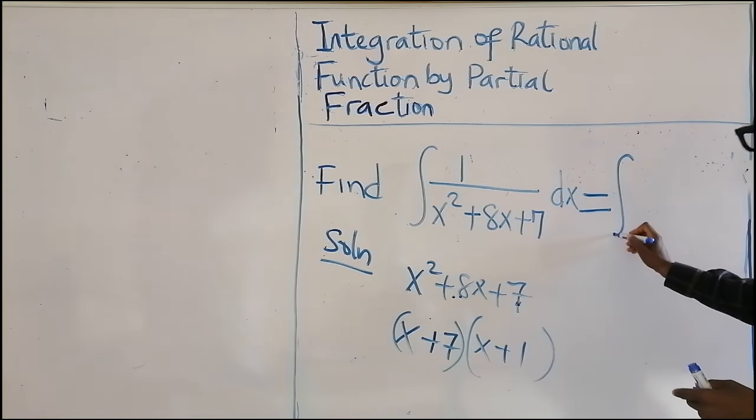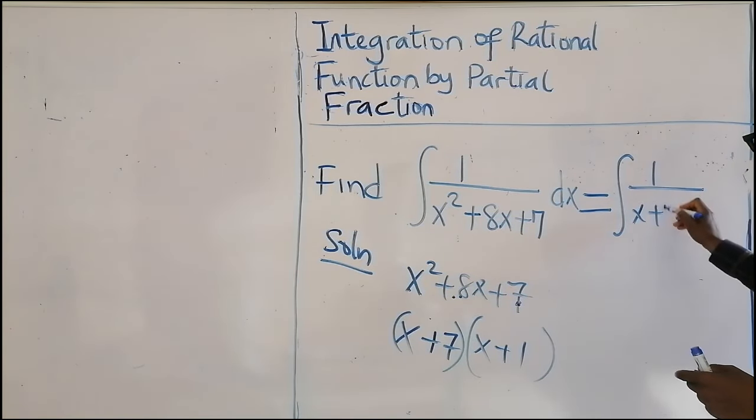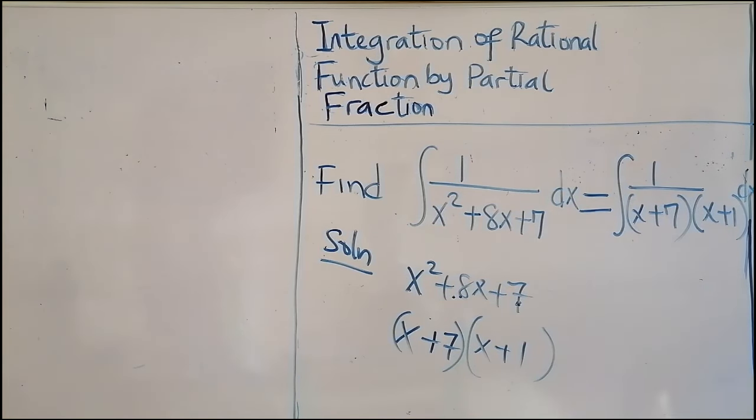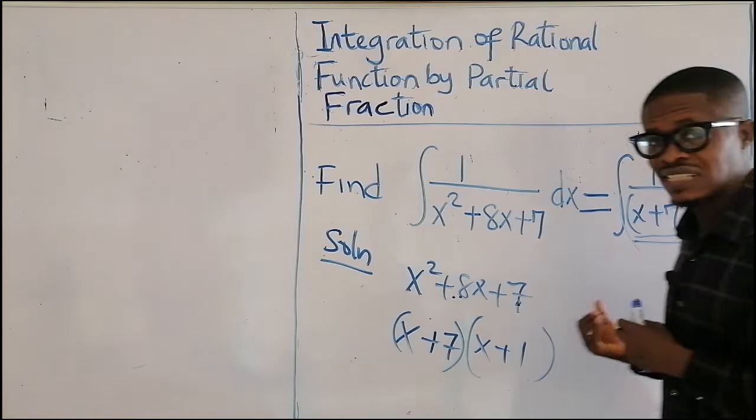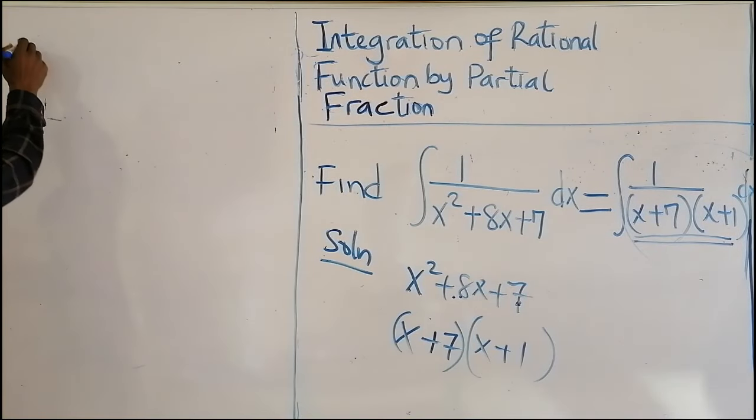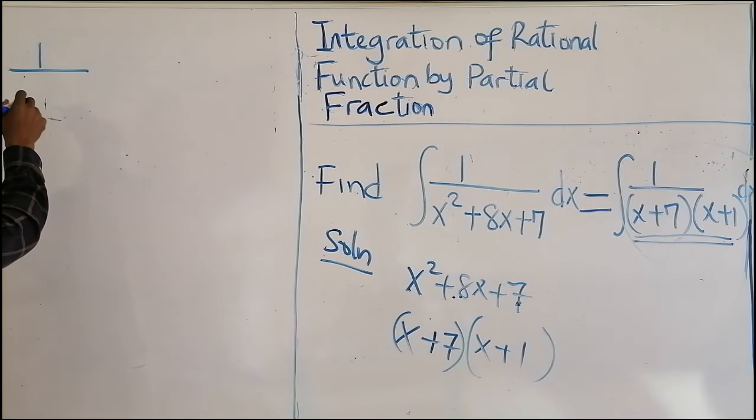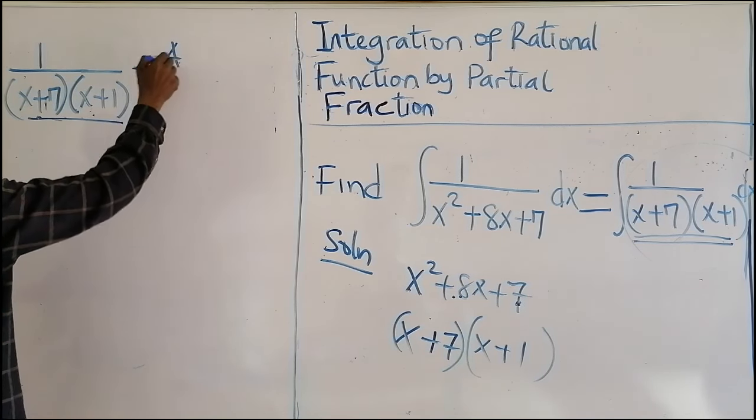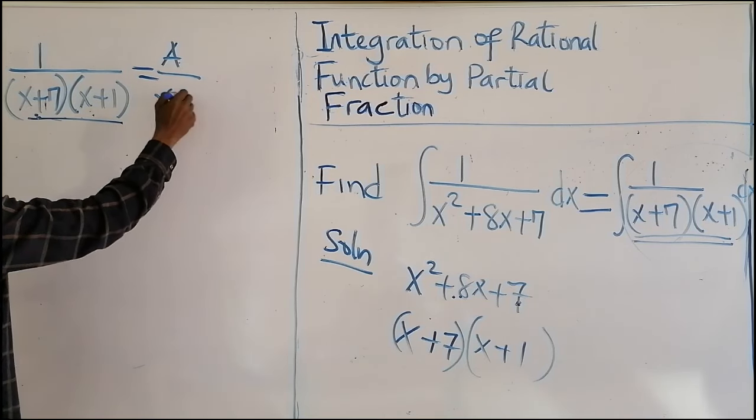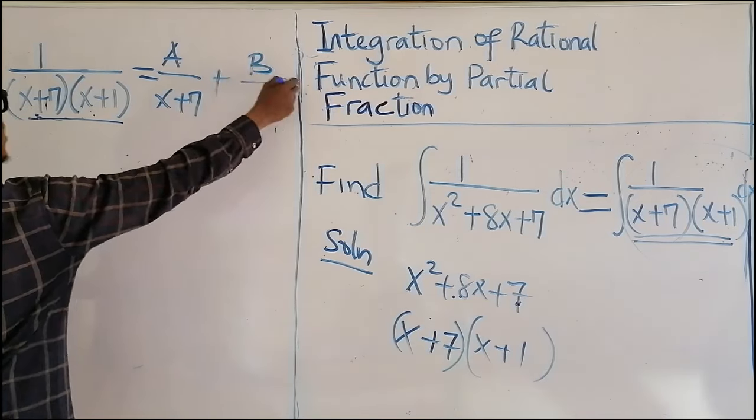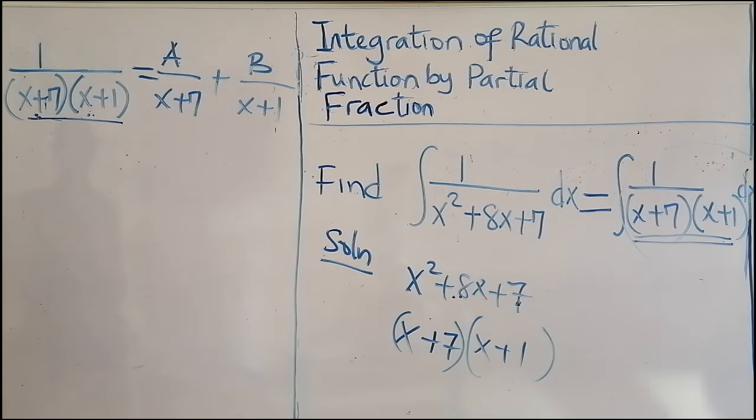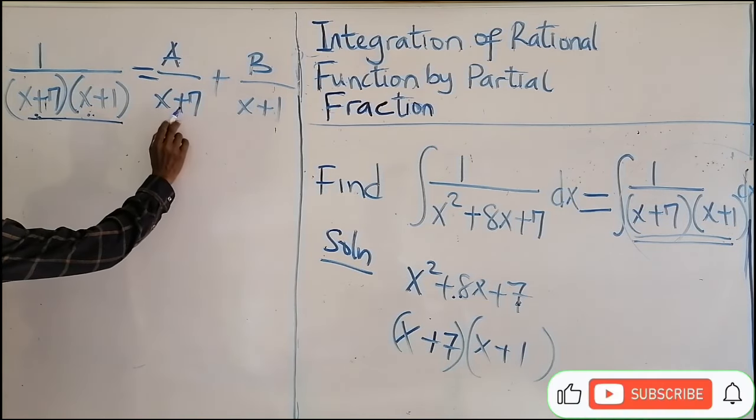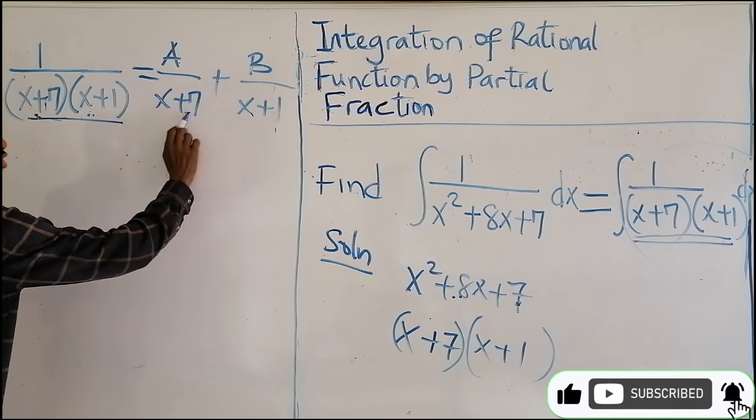Our question will now become the integral of 1 over (x plus 7) times (x plus 1). In this case, since this is a product of linear factors, we are going to take this out and solve it using partial fractions. Then after that, we do the normal integration. So let's take the fraction out. When you have a product of linear factors, it's going to be a constant over one of the linear factors, A over x plus 7, then plus B over the second linear factor. Then the next thing to do is to multiply through by the product of these two linear factors.